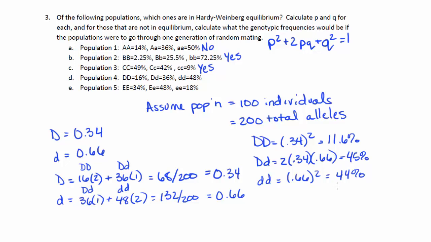But if you did want to double check this, when you add these up, they should come to 100%. This is not going to equal exactly 100%, again, just because of the rounding differences that we did. But if you look at those numbers, they do not match the numbers that we have up here for population 4. So no, this one is not in Hardy-Weinberg equilibrium at the moment, but if it were, these right here represent the frequencies of the different genotypes that we would see.